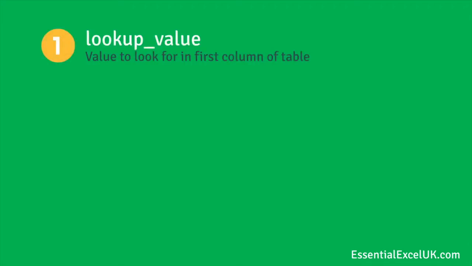Okay, so the formula is broken into four sections. The first is lookup value. This is the value to look for in the first column of our table. The purpose of the VLOOKUP is to search for one value to return another. Some of these descriptions might not make sense at first, but hopefully they'll come together as we work through our example in a bit.